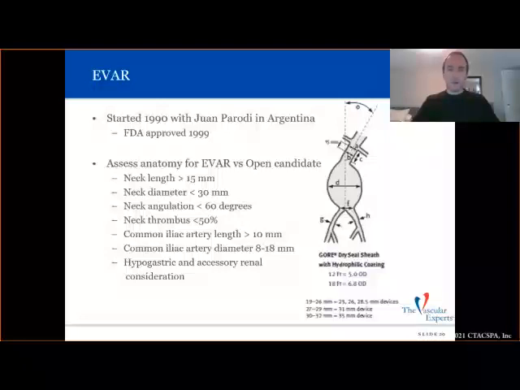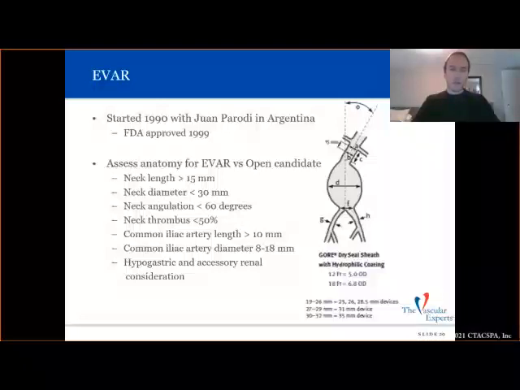Neck diameter, 30 millimeters, and that still holds true for the most part, is as wide as you can go for a neck diameter. Angulation, you don't want it to be too angled, otherwise the graft won't sit well and it will leak around the top. And then neck thrombus, meaning there's a lot of mural thrombus, a clot around there. If you have too much, the graft won't sit well.